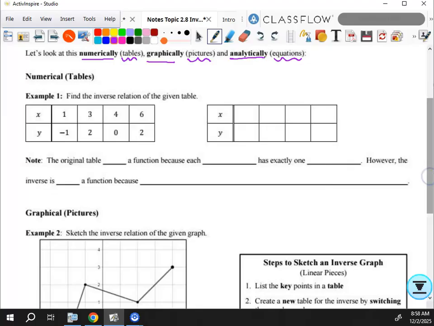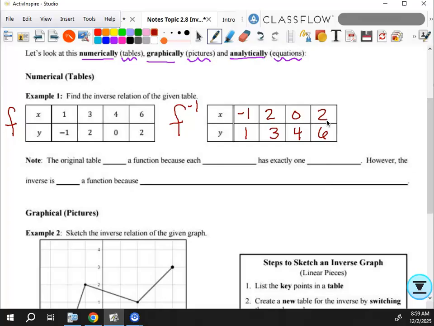So here are these tables. It says find the inverse relation of the given table. Let's call this one f. If this is f, then this would be f inverse. All we do to get the inverse is to switch x and y. So all of our x's become our y's, and all of our y's become our x's. And there's your inverse relation.